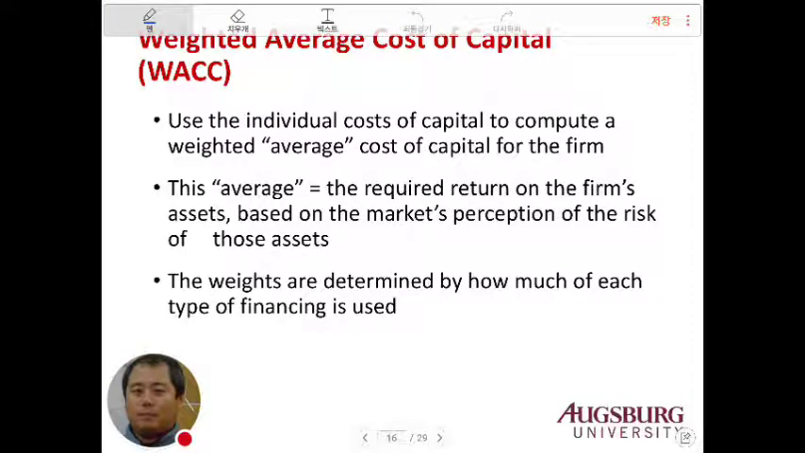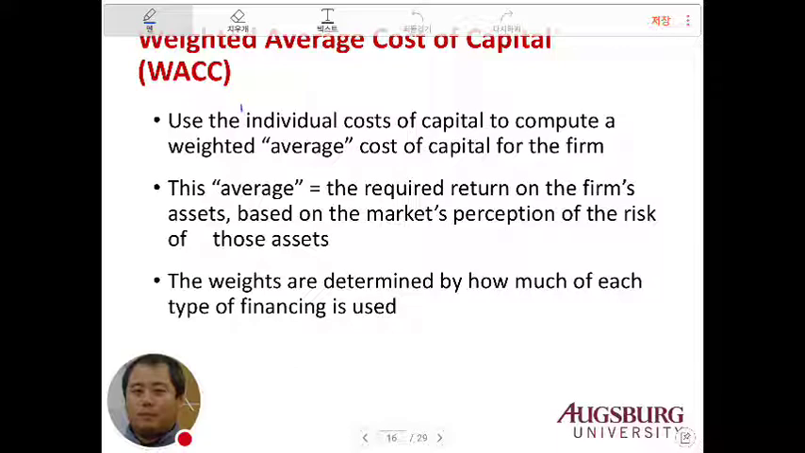Now, we calculate all the costs of capital. There are three different types of financing securities. The first one is equity, the second one is debt, and the third one is preferred stock. Now, how do we calculate the overall average cost of capital?